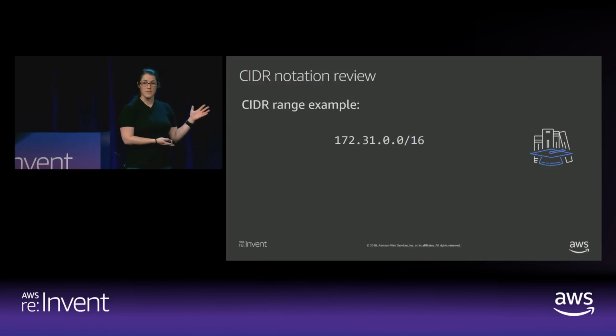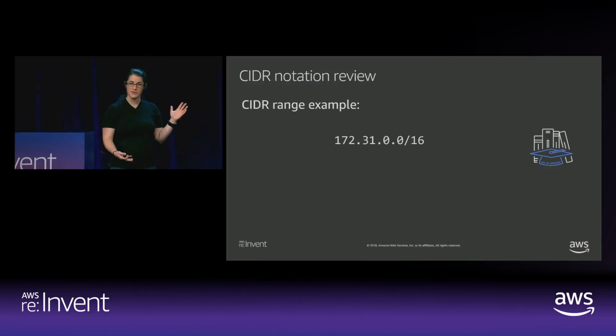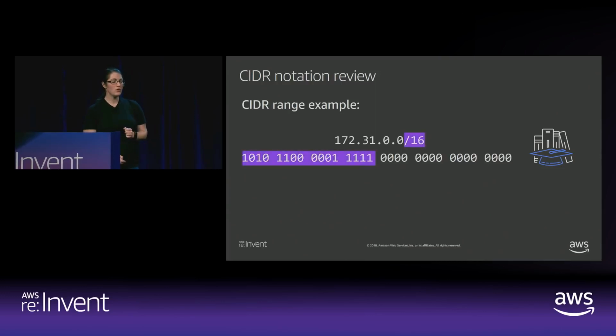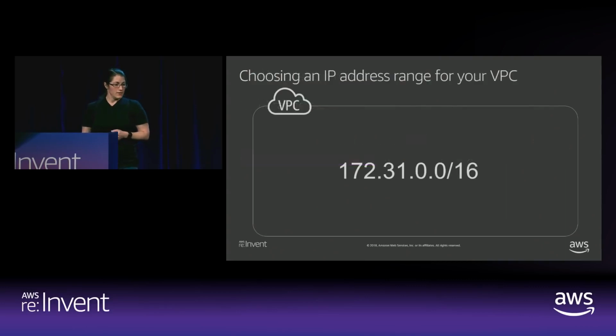So what we have here is an IPv4 example. IPv6 addresses use the same concept. You write that IPv4 address out in binary, and you get a 32-bit number. Now, that /16 means hold those top 16 bits steady, and you can vary the lower 16 bits. So this gives us IP addresses that start with 172.31.something.something. Any IP address that looks like that is part of this IP address range. So let's say we choose that 172.31.something.something address range for our VPC.